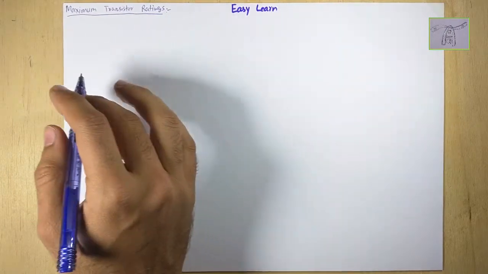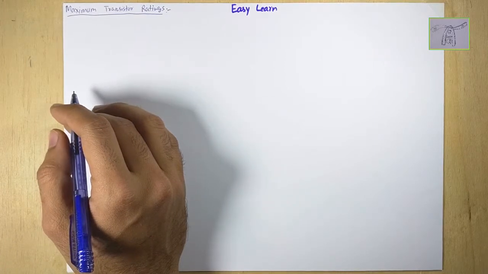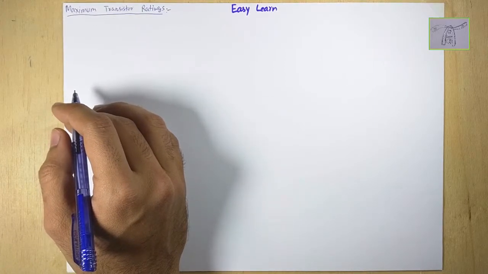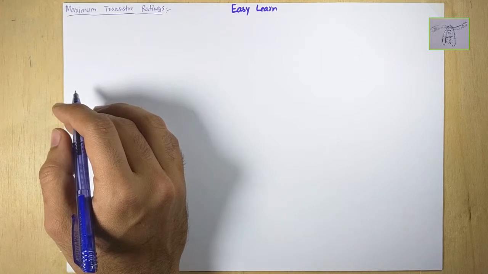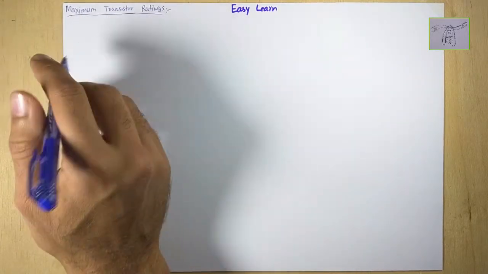So in episode 11, my course outline sheet asks me to solve two examples here, and also cover maximum transistor ratings. Okay, let's start from the maximum transistor rating.